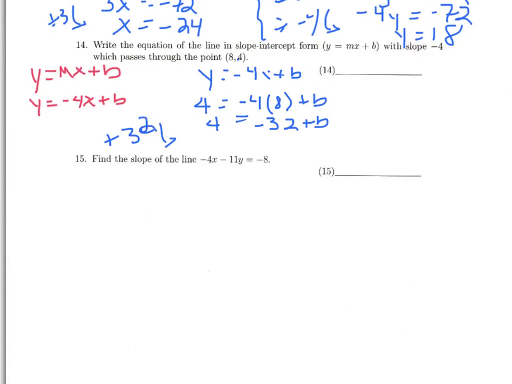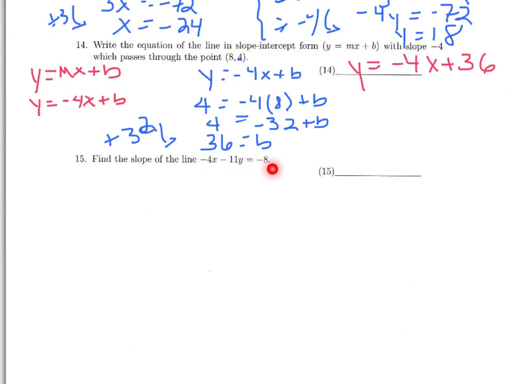That's a 32. Add 32 to both sides, and you get 36 equals b. And so we're going to put that in here for this b, and that will give us y equals negative 4x plus 36. And that is our final answer. Y equals negative 4x plus 36. Okay. Now number 15, find the slope of the line, and they give you this.